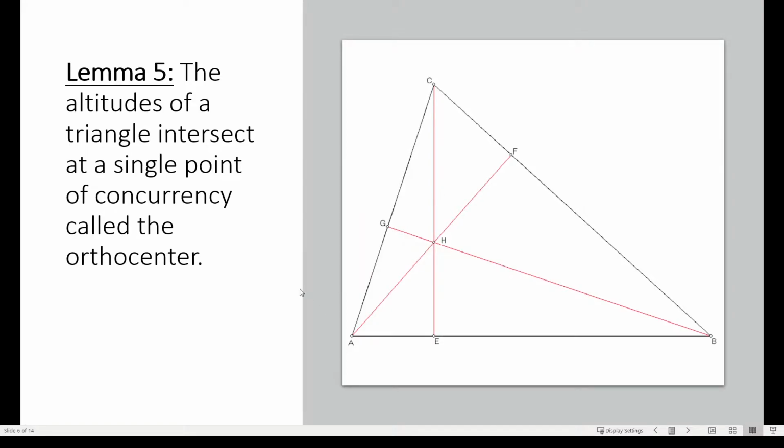The fifth lemma is that the altitudes of a triangle intersect at a single point of concurrency called the orthocenter. As you can see here, the altitudes of the triangle intersect at the point H.